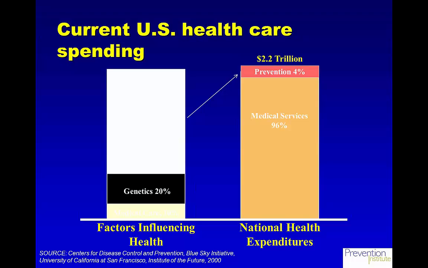So if we see prevention as the methodology for dealing with behavior and environment, and medical care as the methodology for dealing with medicine, we might expect that 70% of our $2.2 trillion budget would be spent on prevention, not as this picture shows, only 4%. And so that means we really, really need to think differently about prevention.